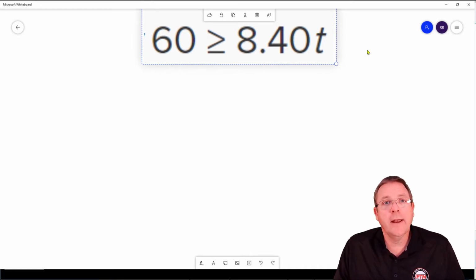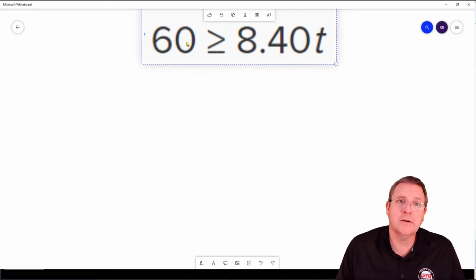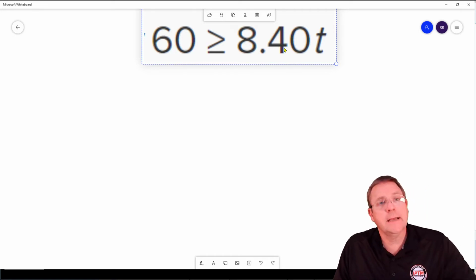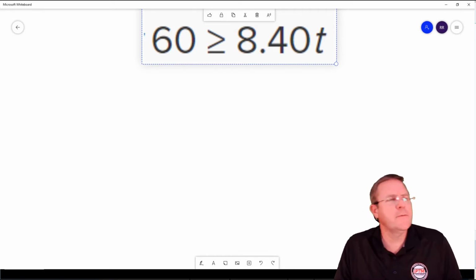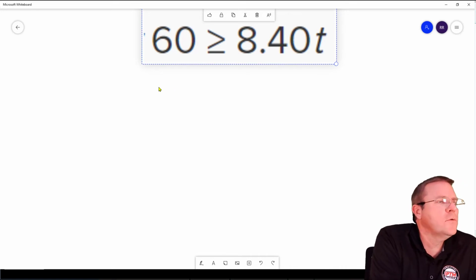Well, they talked about 9 teammates. 9 times 8, that's going to be 72. That isn't going to work. 8 times 8, that's going to be 64. That's not going to work either. But what about 7? Would 7 times $8.40 work?